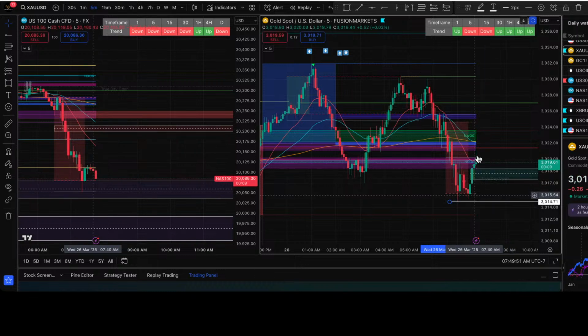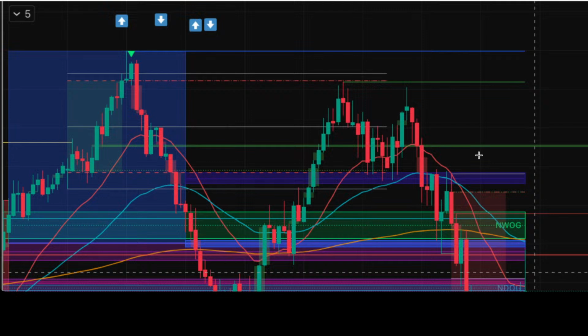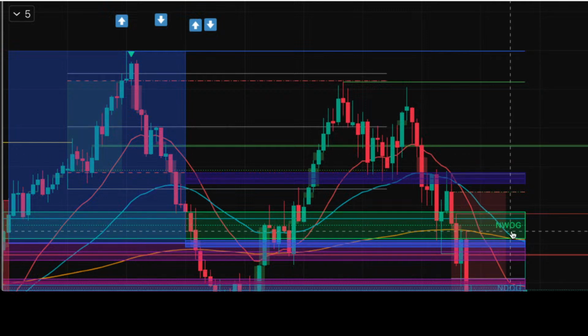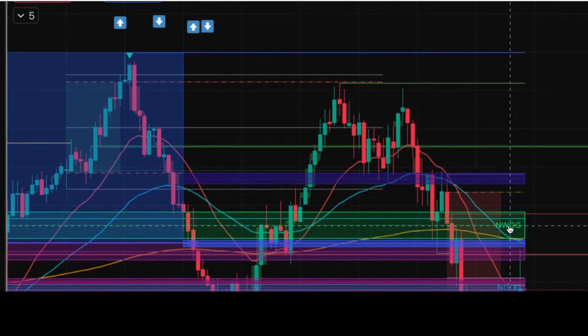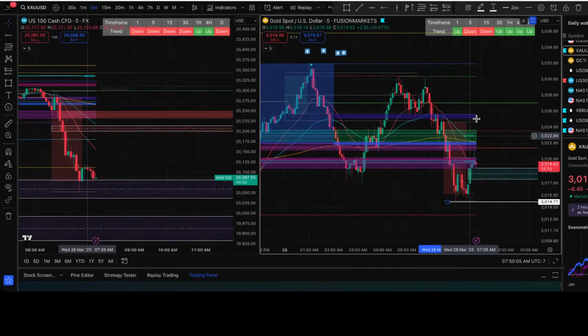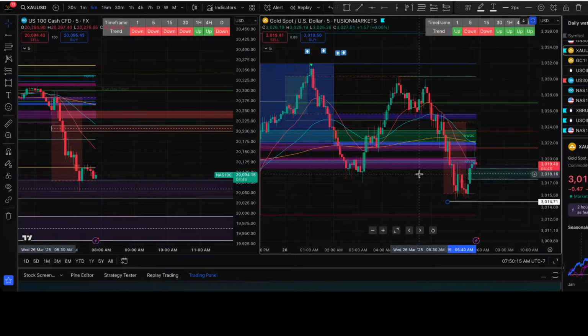I suspect, though, a deep retracement back into the N. Is that the N dog or the N wog? So the N wog right here, I suspect a deep retracement into that. Maybe even to the blue zone, and then potentially a drop. We have a red box right now. Just got to wait for confirmation.